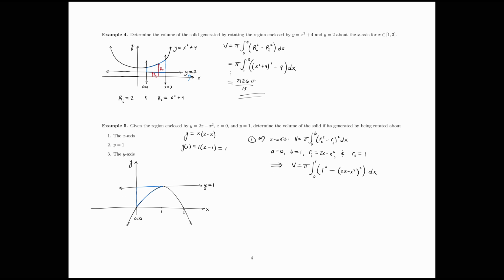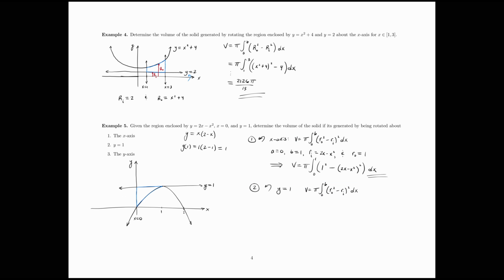All right. So moving on to the next one. For 2, we are going to rotate about what? y equals 1. So again, this is a horizontal axis. So we are again going to use exactly the same setup here.